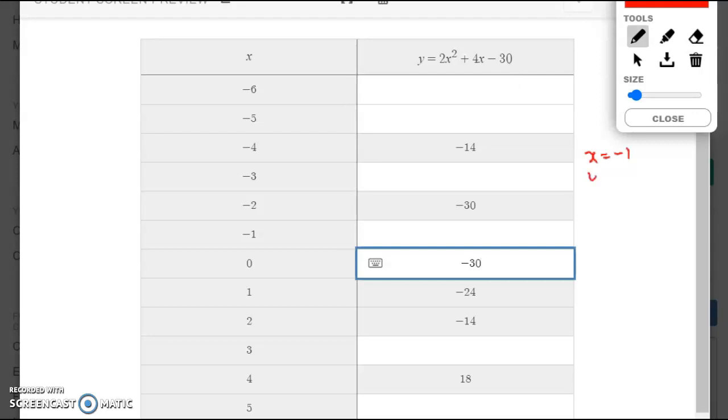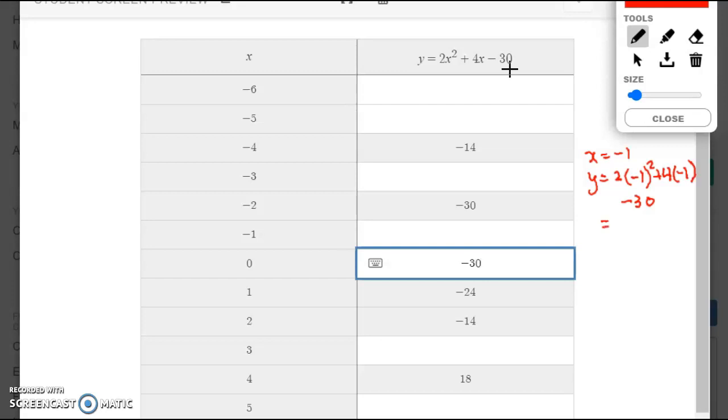Okay, what is y? Y is going to be 2 times negative 1 all squared plus 4 times negative 1 minus 30. Oops. Okay, so I'm going to just erase that. Be better.